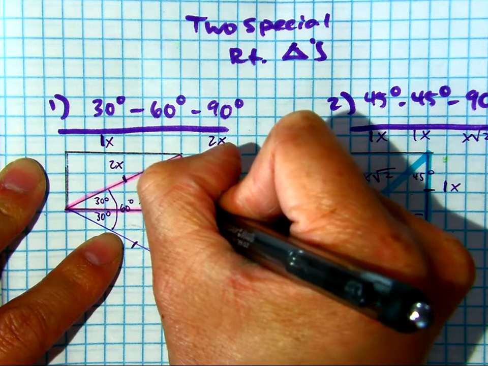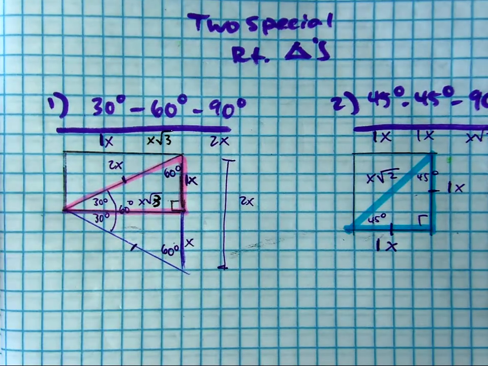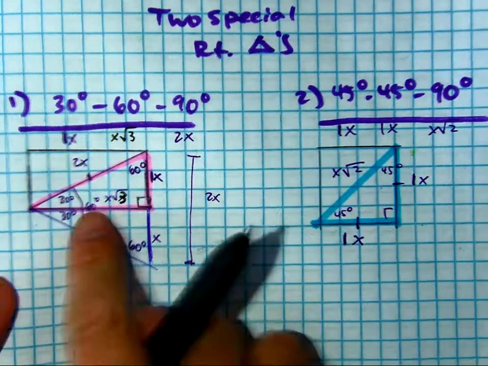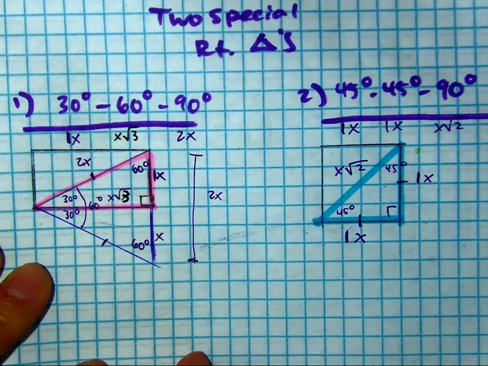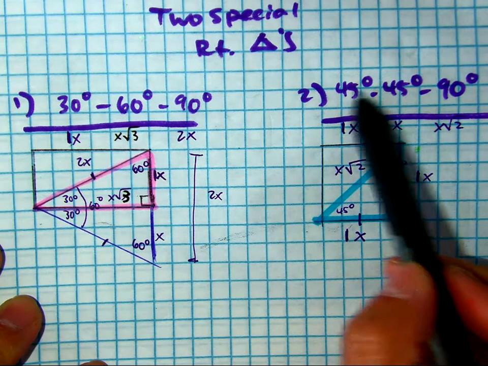So today, you have to recognize which of these two special right triangles you're using, and then you just fill it out based on that information. Some silly hints. 45-degree angles. There's 2 of them, so you have 1x and 1x.